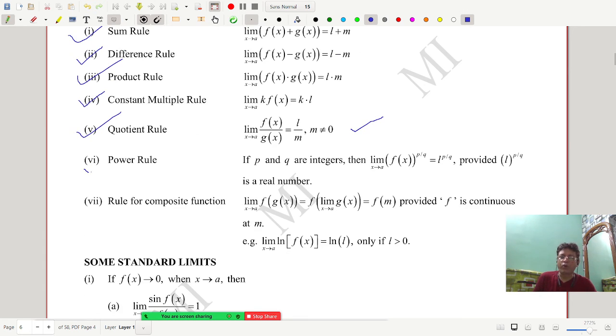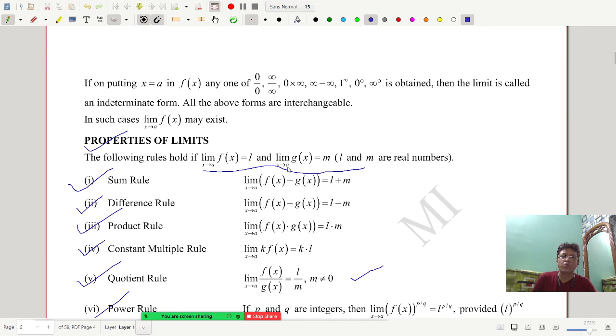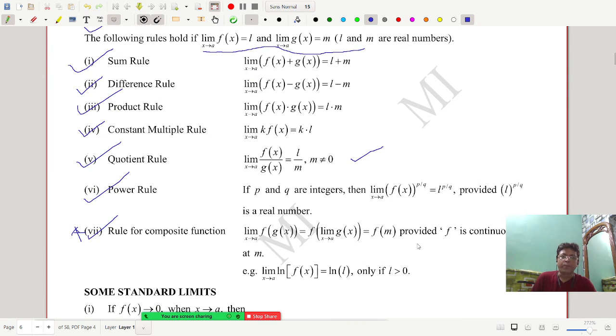And there is a power rule also, a rule for composite functions. This is an important one. Why is this important? Because there will be some composite functions in your calculation. So limit x tends to a f of g(x), a composition of functions, is f of limit x tends to a g(x), equal to f(m), because limit x tends to a g(x) is m, provided f is continuous at m.